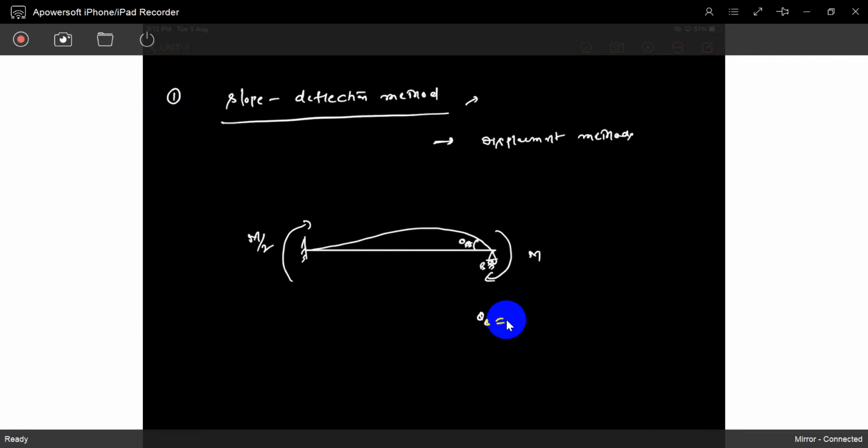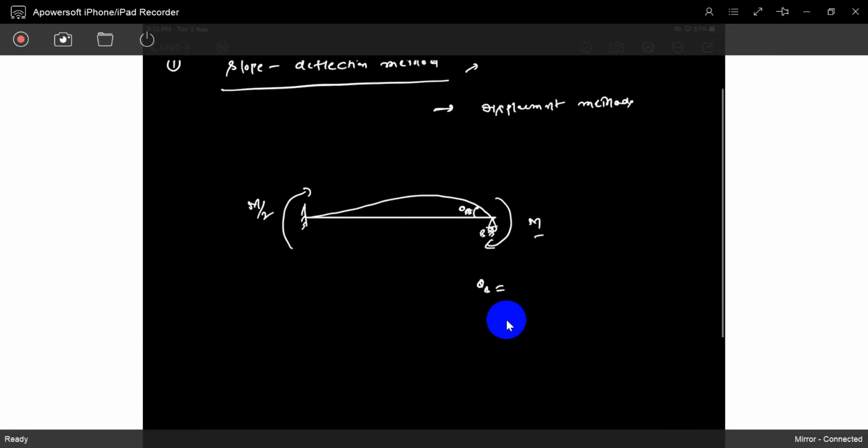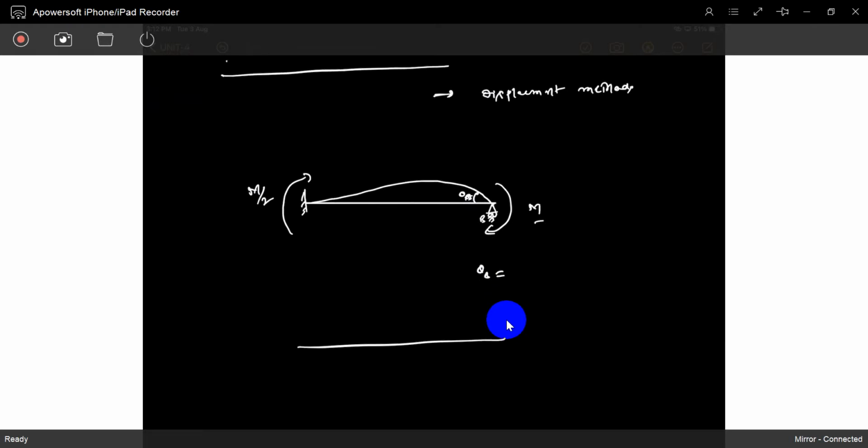You already know this M; the other end is M by 2. You can write down the bending moment diagram. It's M at one end and M by 2 at the other. So you can calculate theta. We did it somewhere: theta is ML by 4EI. Just check it. With this M and this M by 2, you can easily find out theta.